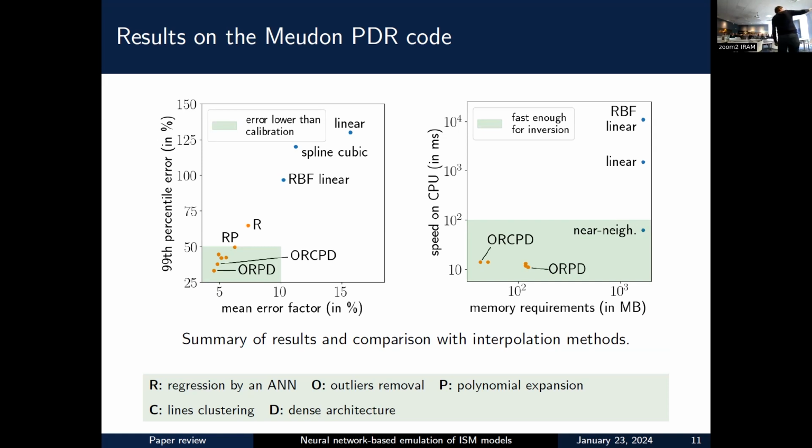And in fact, to be usable in inference, we need our points to be inside the green rectangle, and the same for these figures, which show the memory size on the x-axis and the speed on CPU on the y-axis. What we can see is that the interpolation methods are not inside this green rectangle, but our method with some improvements is inside this rectangle, which means that we can use them in inference, and Pierre will talk about this just after.